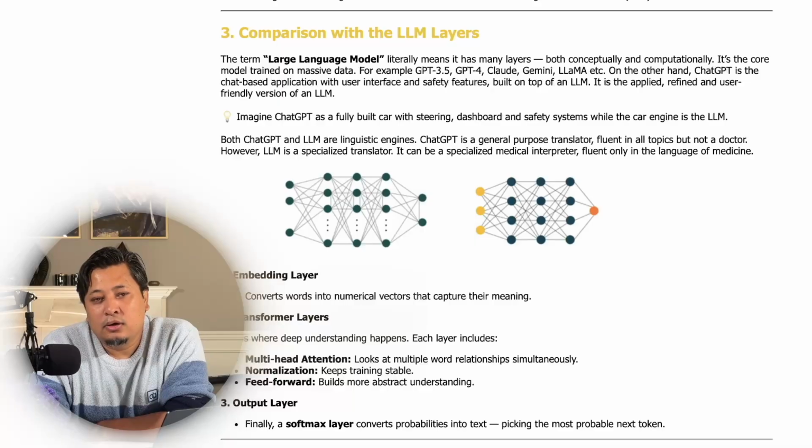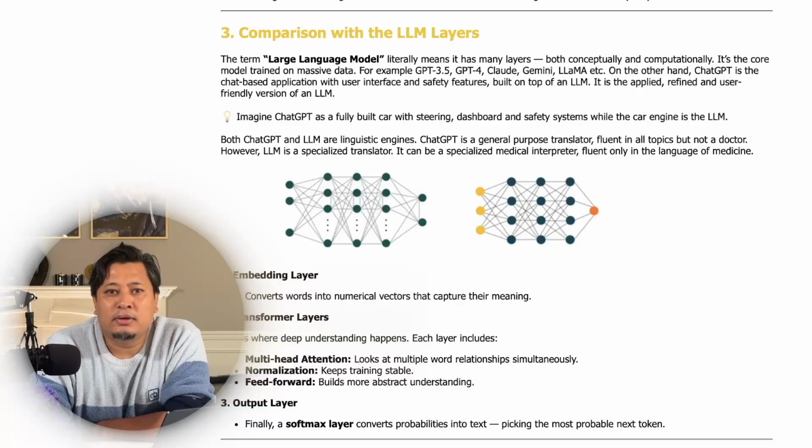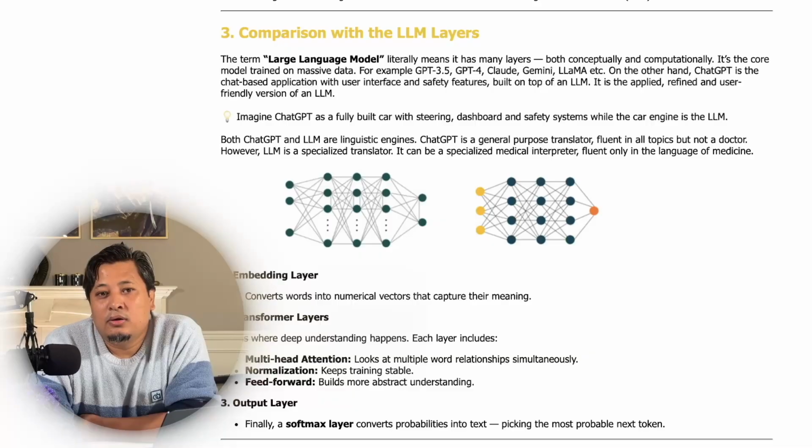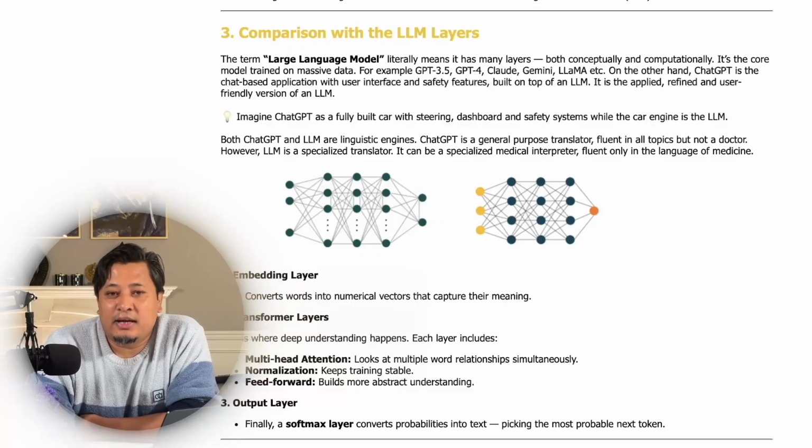To compare further, we can imagine ChatGPT as a fully built car with steering, dashboard, and safety features, while the engine of the car is the large language model. Both ChatGPT and large language models are linguistic engines. To add further, we can consider ChatGPT as the generic translator fluent on all topics, while the large language model is a specialized translator. For example, we can consider a large language model as a specialized medical translator or interpreter, which is fluent only in the language of medicine.